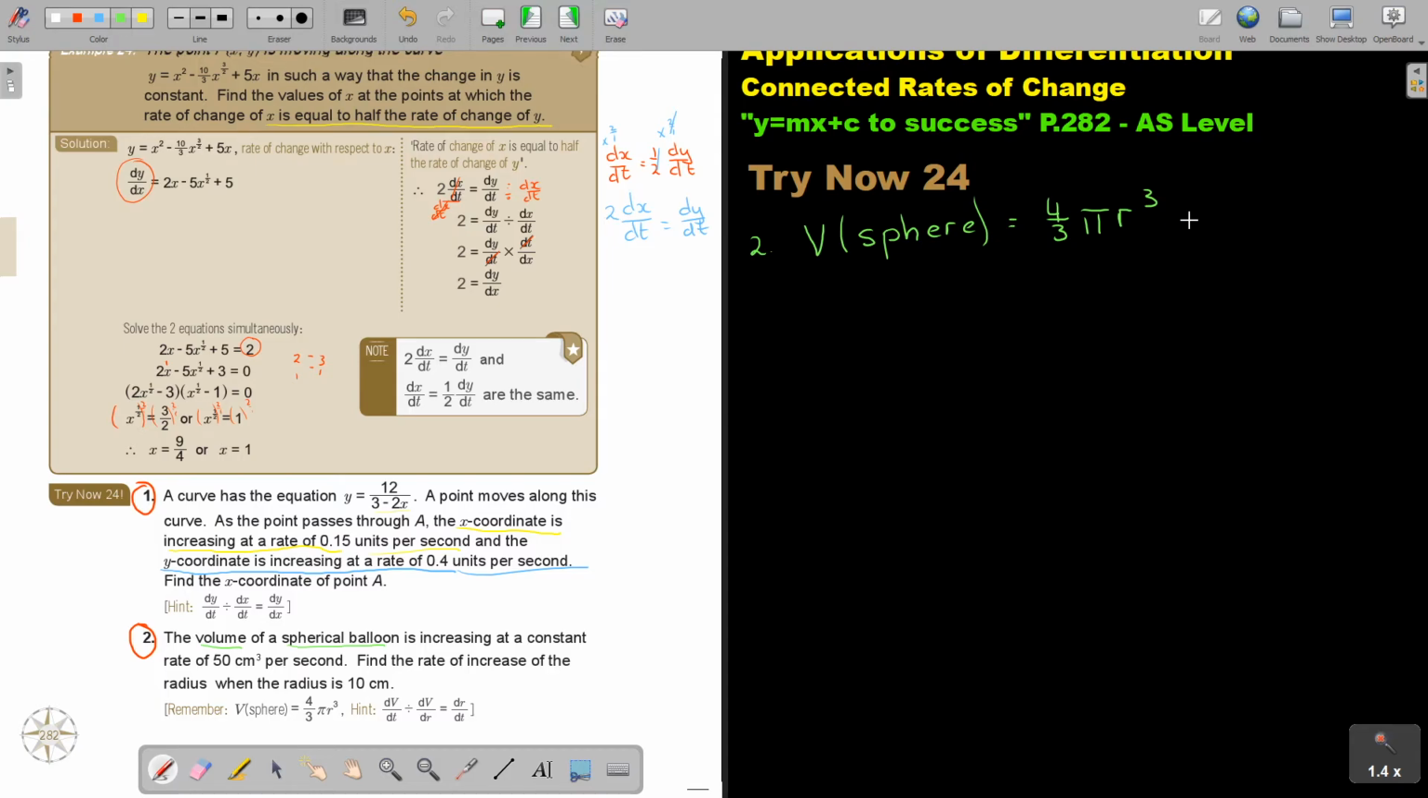Now, it's almost the same. We're first going to say dv over dr, don't forget, it's differentiating with respect to r. So it's going to be 4 over 3 multiply 3 over 1 multiply pi r squared, and that's 4 pi r squared. Okay, and then don't forget, at a constant rate, I said dv over dt, and that is going to be 50.